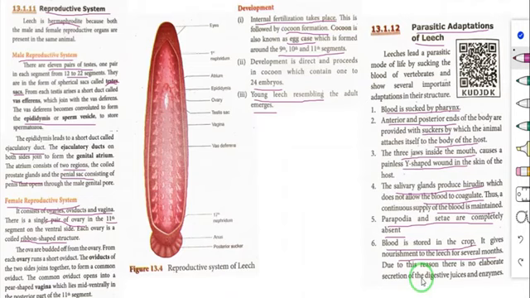So today you have to learn these parasitic adaptations, 6 points. That answer you have to learn and write in the notebook, as well as the structure and reproductive system. That question also, male reproductive system and female reproductive system. So these 2 questions you have to learn today.